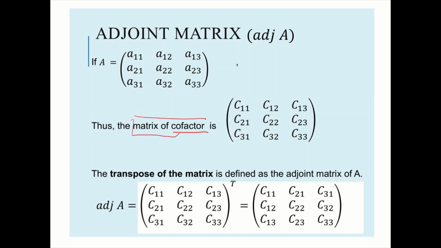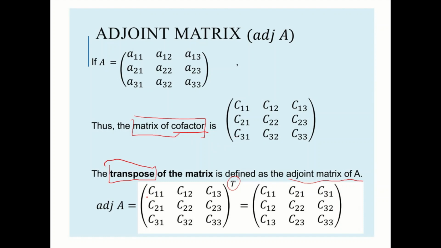Okay, so this is the original matrix, the matrix A. After we find each cofactor respectively, we put them as a matrix. Now when we have this matrix of cofactor, and we transpose it, we can find the adjoint matrix of A. So what is transpose? The transpose means that we change the column to row, or we change the row to column.